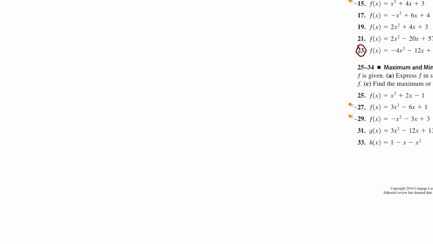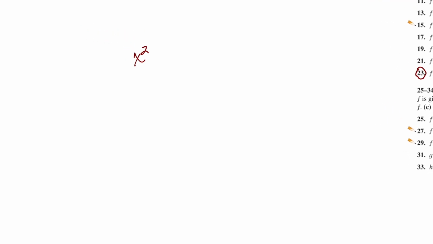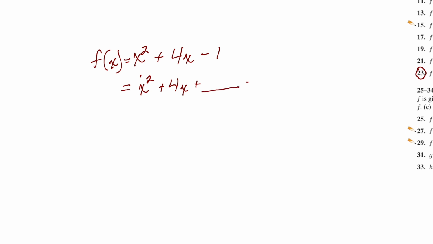I'm going to come over here to where I can do, can you see this? X squared. Scooch it a little bit more. X squared plus 4x minus 1, was it?